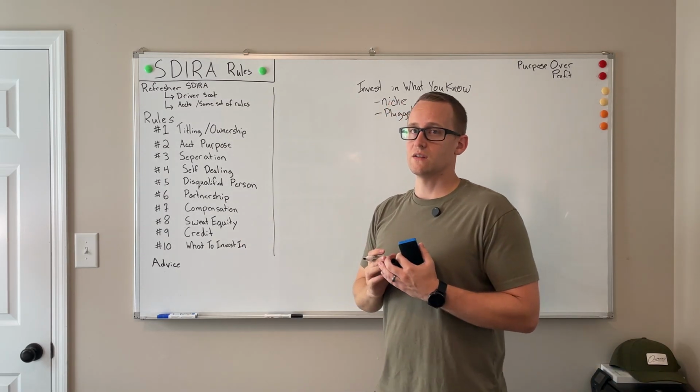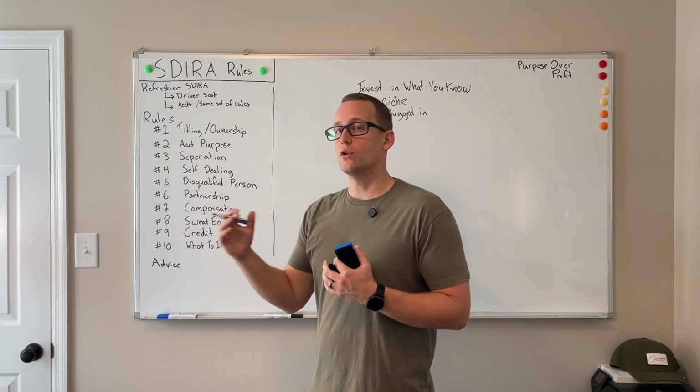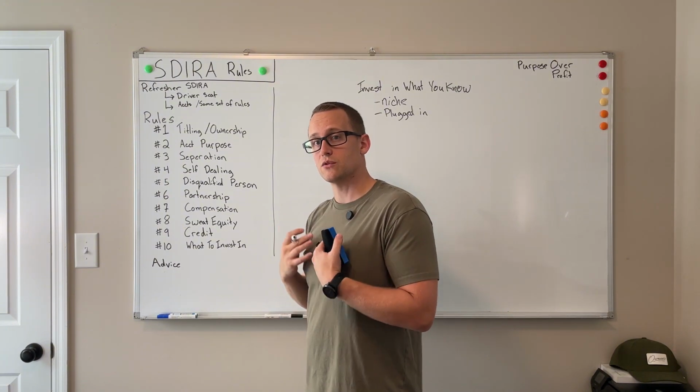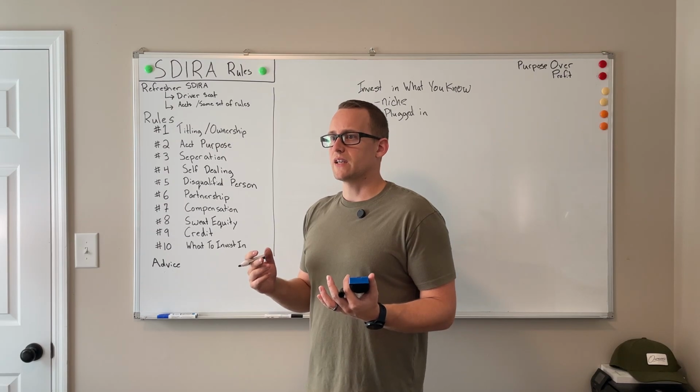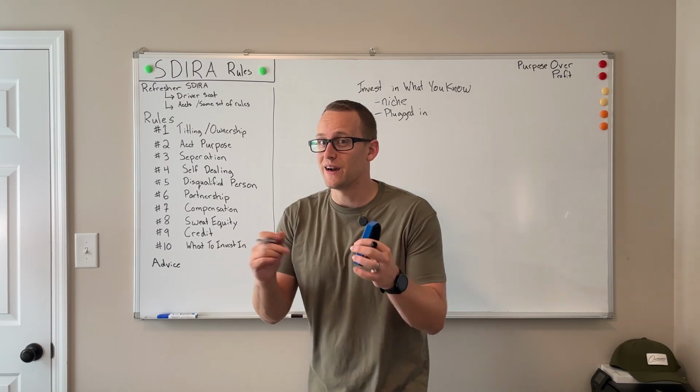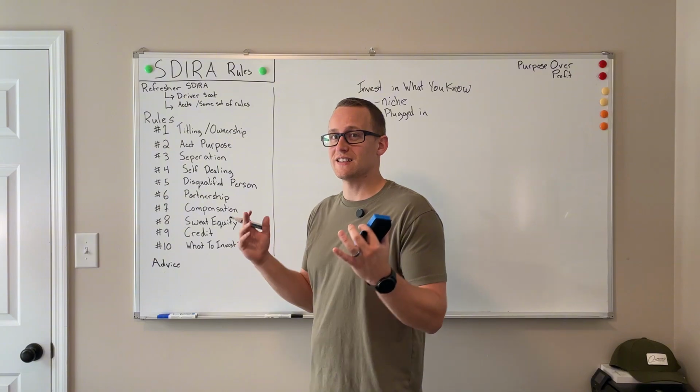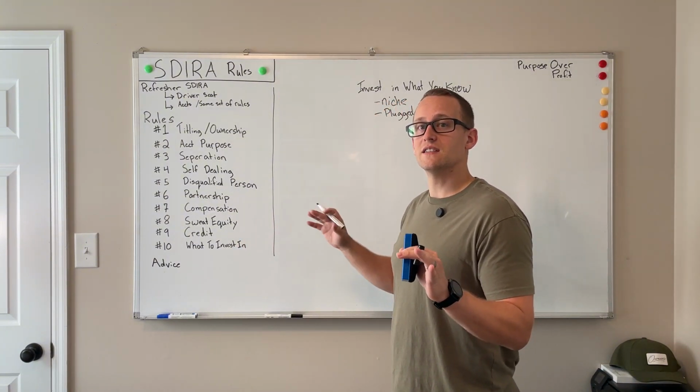You really want to invest in what you know, something where maybe you've proved that you've made profits. Again, for me, that was real estate. Other people, it may be something completely different. Maybe you're really good at cattle ranching. Guess what? You could buy cattle within a retirement account. It's crazy. I tell you, the list goes on and on.